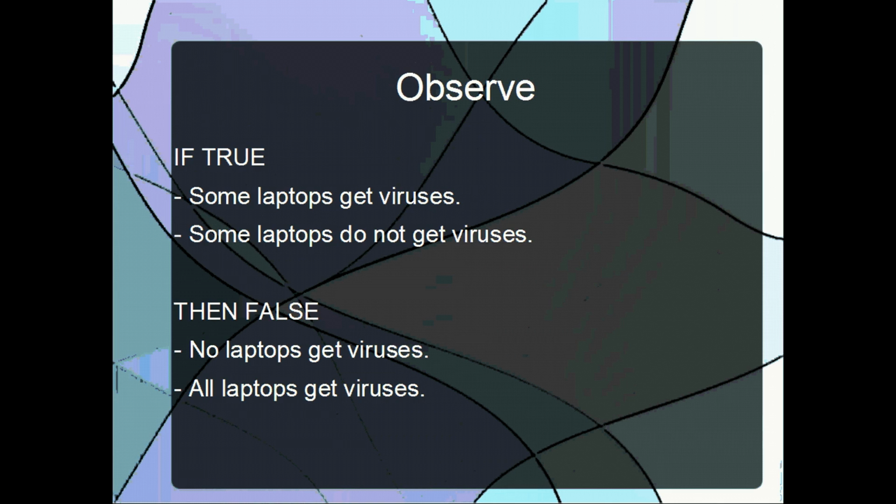Okay, and this is just to illustrate what I was mentioning before. What I mentioned in the example again is that if both of the propositions which have a subcontrary relationship are true, then that means the respective propositions which would be contradictory to each of them would have to be false. So if some laptops get viruses is true, then no laptops get viruses has to be false. And at the same time, if some laptops do not get viruses is true, then all laptops get viruses must be false as well. Okay?